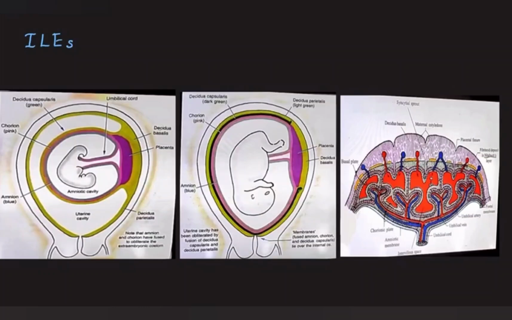So today's topic of discussion is actually intrauterine linear echogenicities in the gravid uterus, or the ILEs, or in simpler terms, the intrauterine membranes in pregnancy. So let's discuss the basic anatomy of the fetal membranes first.